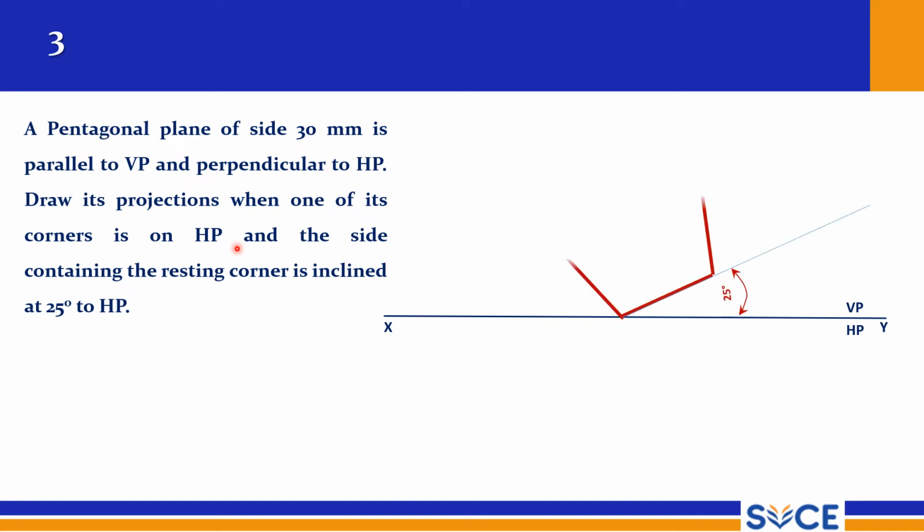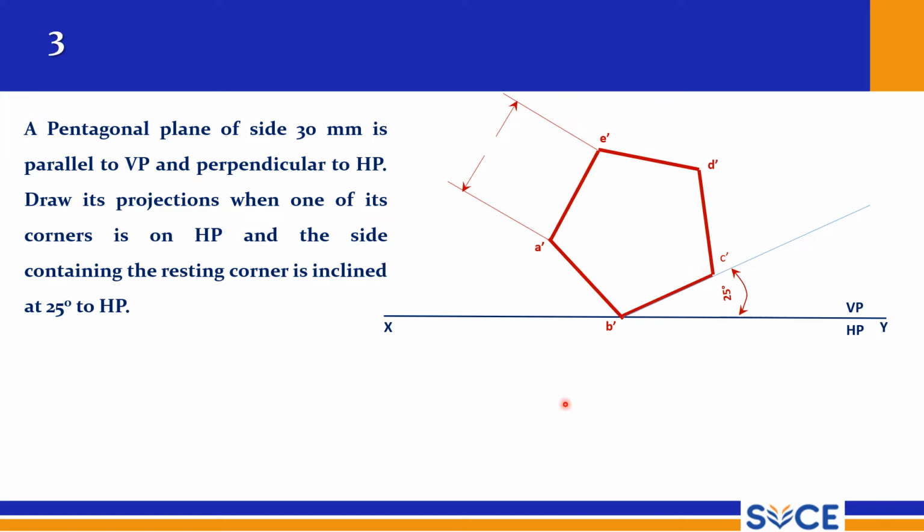So this is at 25 degrees. The side is 25 degrees to HP, resting corner. So this is the corner and this is the side. The side containing the resting corner is 25 degrees to HP. So draw a 25 degree line and make sure that this corner is touching HP, and draw the regular pentagon and notate them.